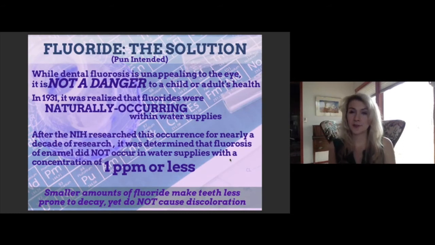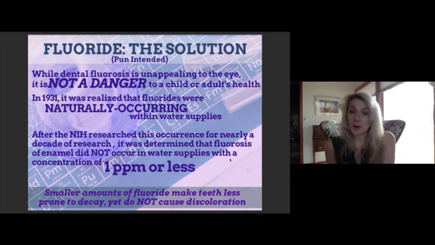So fluoride, the solution. Pun intended here. While fluorosis is actually quite unappealing to the eye, it's been determined to be not a danger to children or adult health. It's essentially just an aesthetic problem with looks.